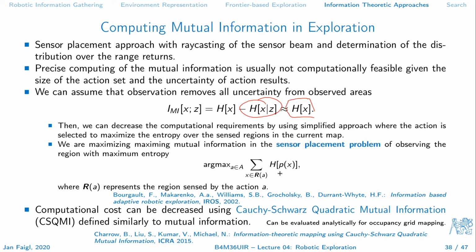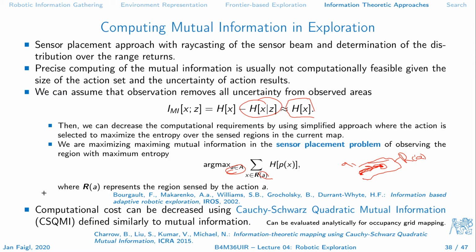So if we have our next action, for example, we move from this location to that location, and during this movement, that can be the path, we can actually sense some surrounding areas, and that defines this region of action A. So this is the action A, this is the region of action A. We compute the sum of the entropy, and we compute the action that will maximize this entropy. So that simplifies a lot.